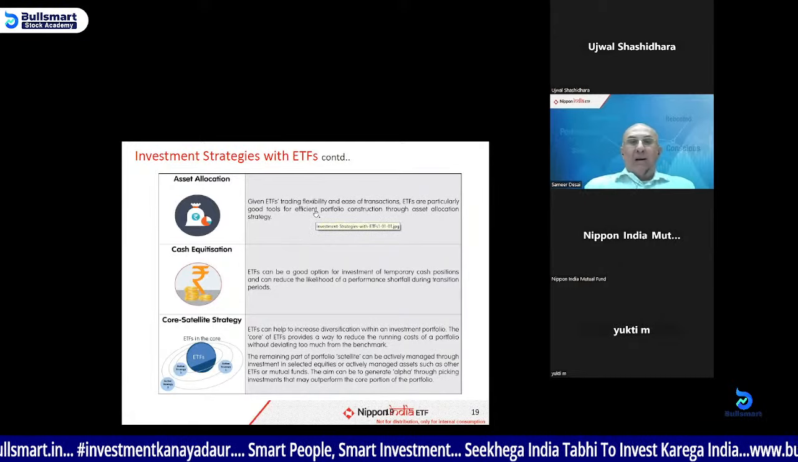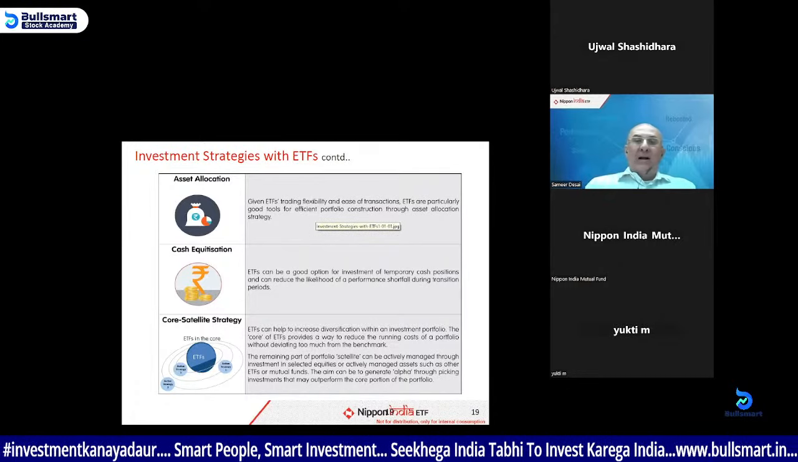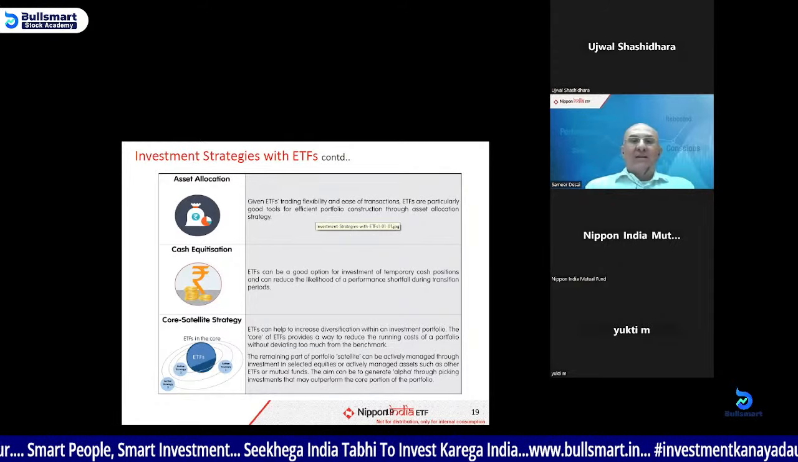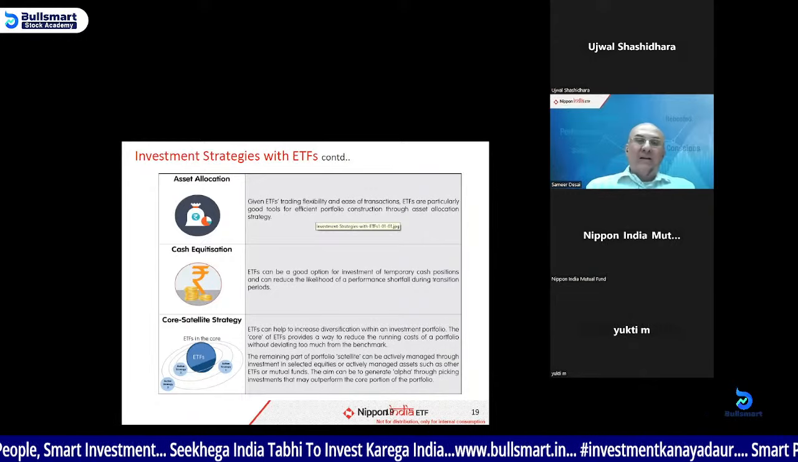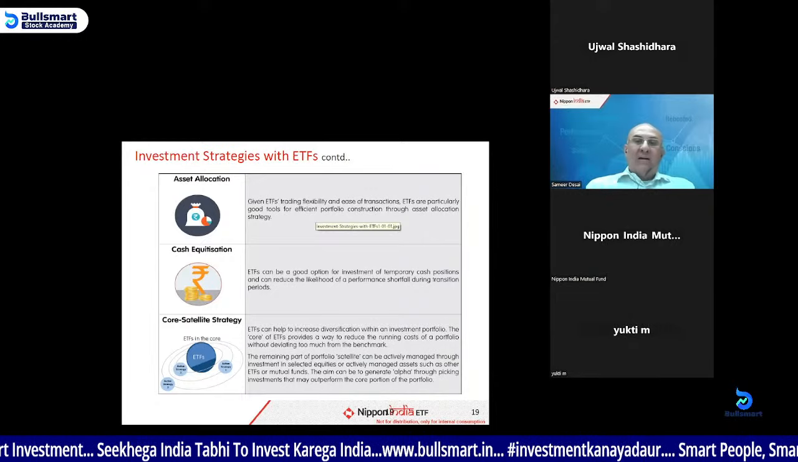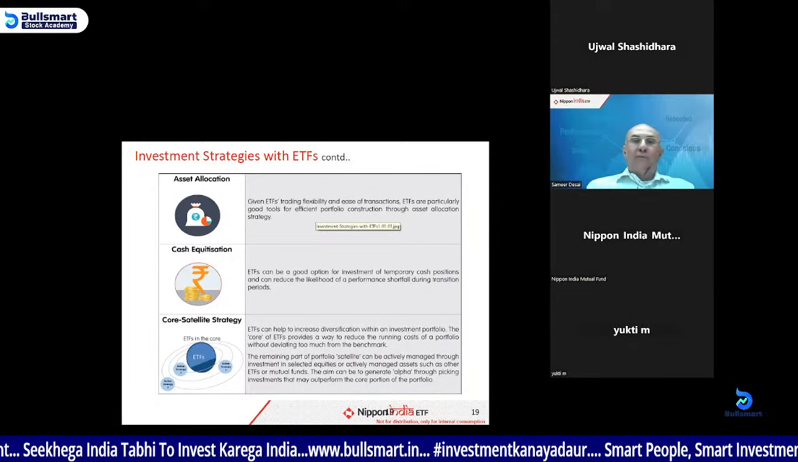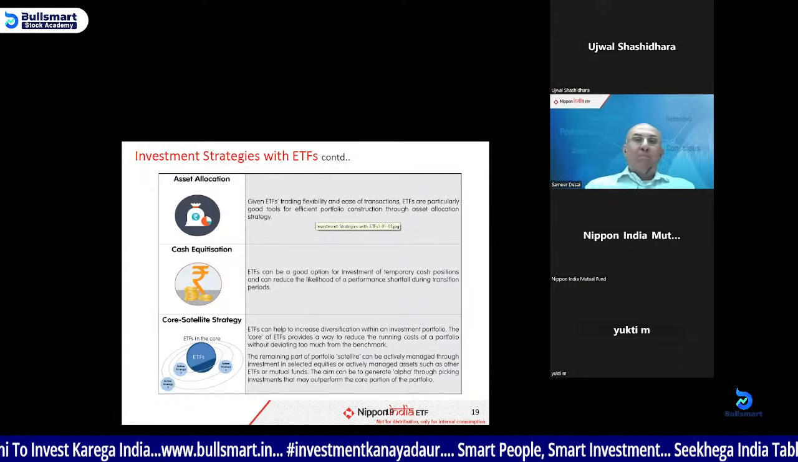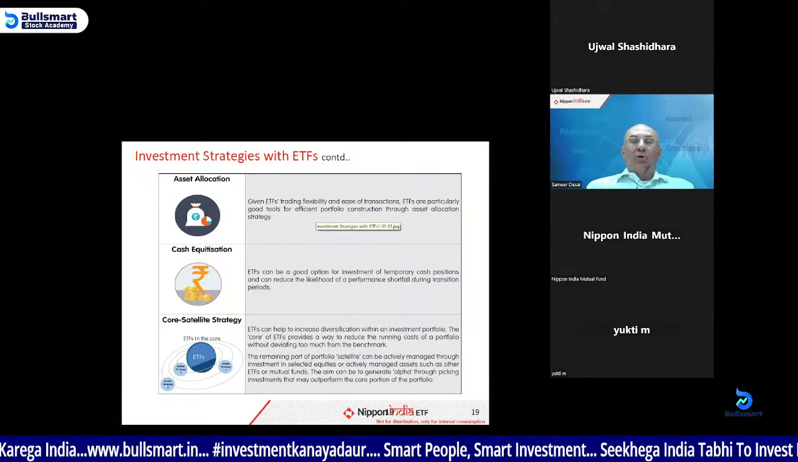So one can combine various broad market equity indexes, sector indexes, fixed income indexes, and commodities like gold and silver ETFs to construct portfolios to bring down the overall portfolio risk by practicing asset allocation efficiently.